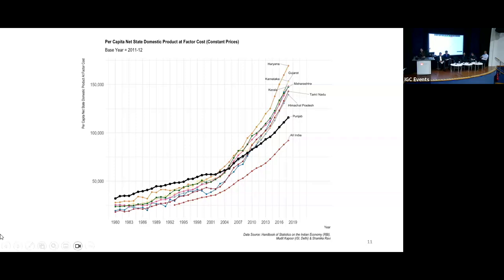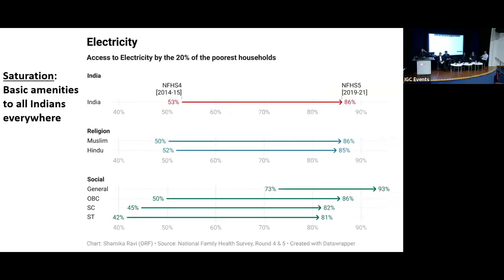Now, of course, this is all India, which means everyone is growing. There's a lifting of the tide. So in the 20 years that you have, every state has grown. It's just that Punjab is missing out compared to the other states. Now, what is happening alongside the growth variations across states is a major push of what we call saturation. The saturation policy in India basically means basic amenities to all Indians everywhere in the country.